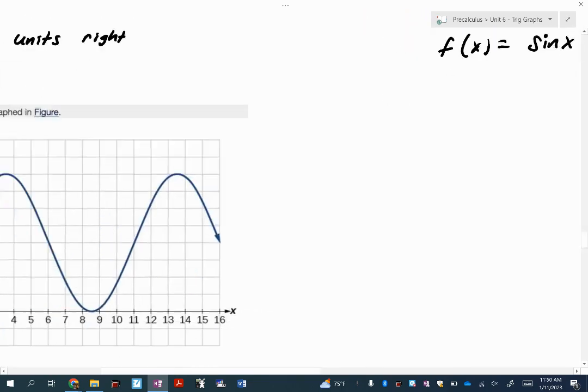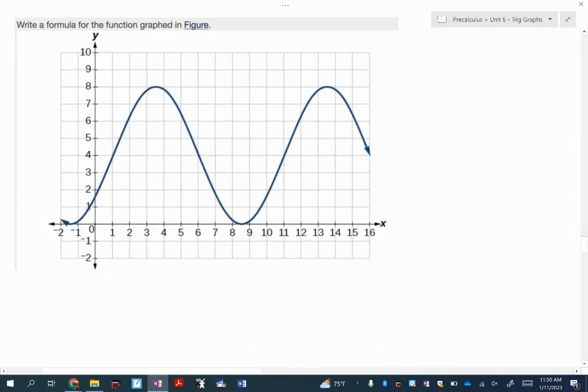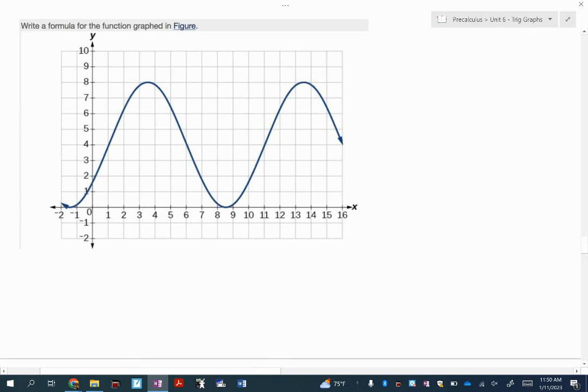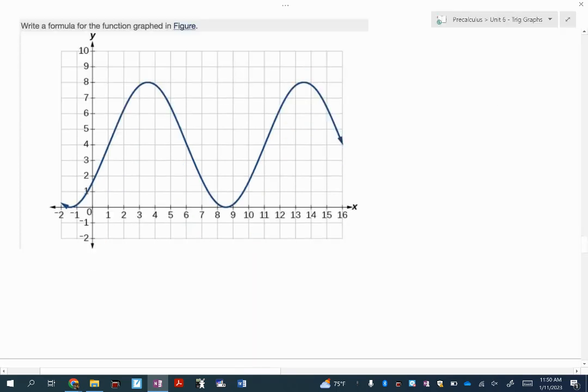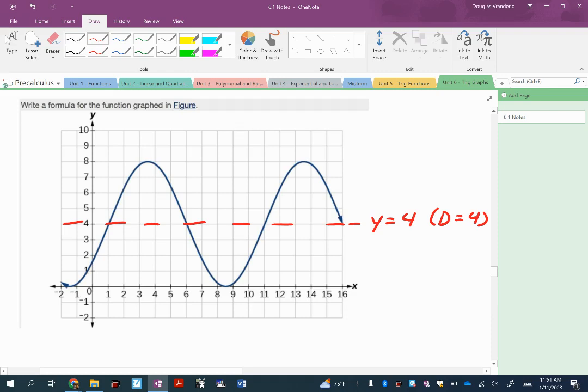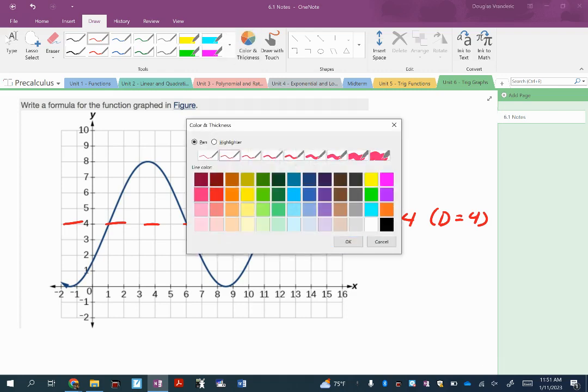Okay, let's try this one. This one is much more challenging. So there's a lot of things you can do at first. It's up to you on how you want to do it. What I like to do personally is find the midline. So if I find the middle of the wave, it looks like it's right here, which is y equals 4. So that tells me my letter D is going to be 4. My vertical shift is 4 units up. Then personally, I do the period. But again, it's up to you on how you want to do it.